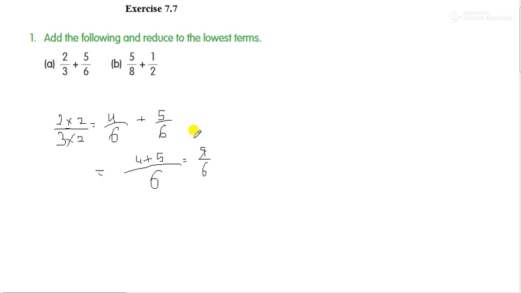So 3 threes are 9, 3 twos are 6. So 3 by 2. Next, the B bit is 5 by 8 and 1 by 2. So here we have an 8, here we have a 2.